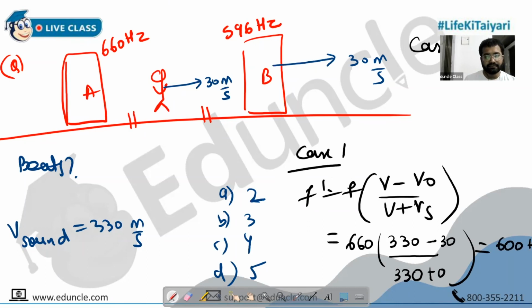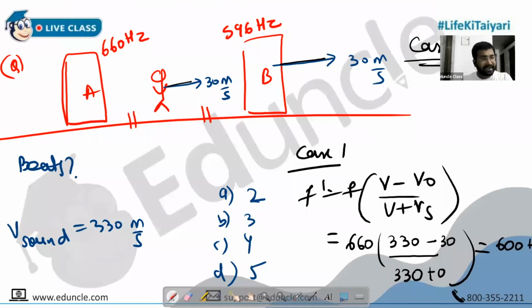Case 2. Both of them are moving with a speed of 30. What will happen? Both are moving with the same speed along the same direction. It's not that they are moving towards each other; they are both moving like this. Frequency will not change because there is no relative velocity. Since there is no relative velocity, there is no point in calculating. If you want, you can calculate. So in this case, f dash will remain f, so it will remain 596. What are beats? 600 minus 596, 4.